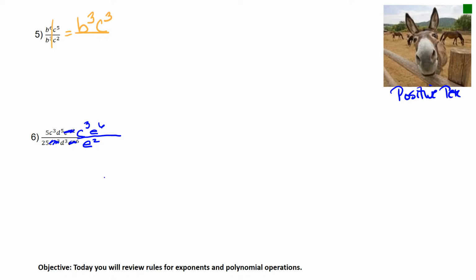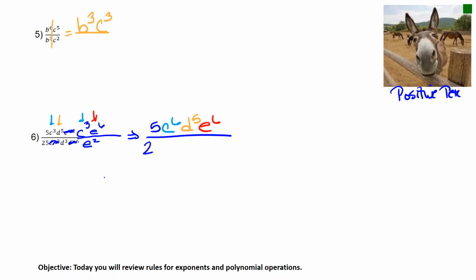All right. So up on the top, can we clean it up? We've got a 5. We have C to the third, C to the third. So how many C's are up there? 6. I've got D to the 5th. That's my only D's, so I'm going to leave the D to the 5th up there. And I've got that E to the 6th. Those are my only E's. I'm going to leave them up there.